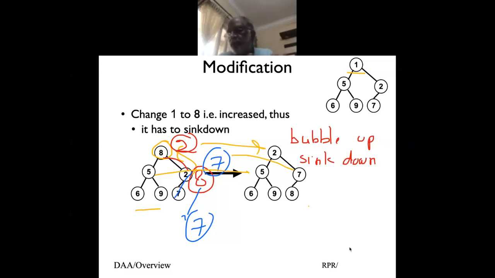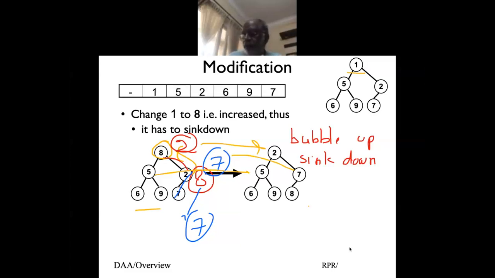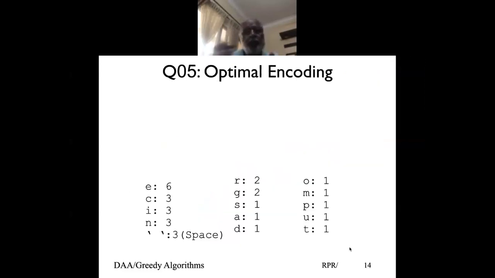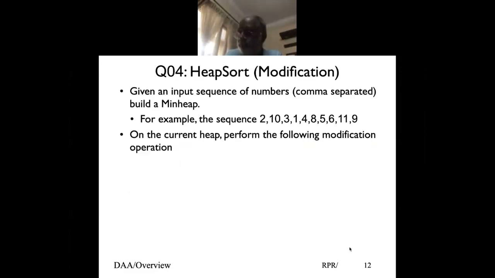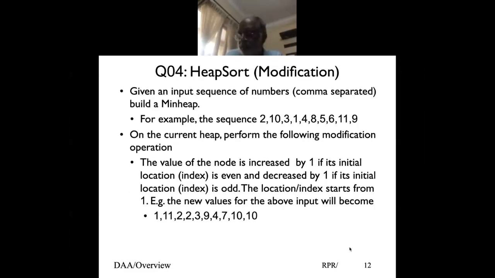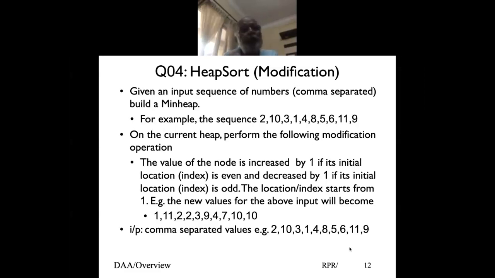That's what you need to look at, and that's assignment number 4. Any questions about this? Assignment number 4: first, build a max heap, look at the element, modify it, and then see what you really get. That's all I'm trying to say.